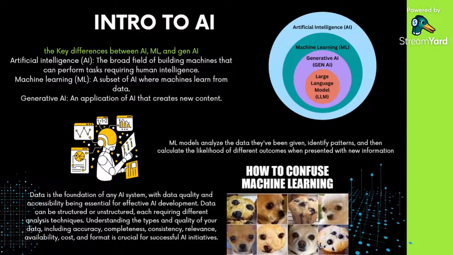Let's clear the confusion. Artificial intelligence is the broad field of building machines that can perform tasks requiring human intelligence. So they program machines to think like human beings. That's the basic idea of AI. Machine learning is just a subset of AI where a machine can learn from data. As you can see in the image at the bottom of the page, what do you think the data given is? Is it a biscuit, cookies, or a dog?